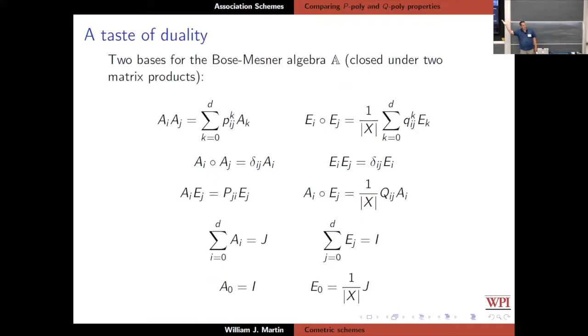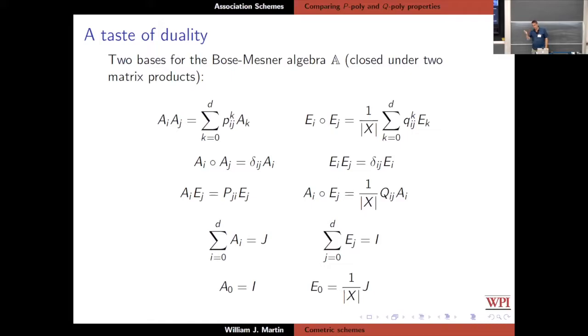You have structure constants for the vector space under matrix multiplication. A_i times A_j is a linear combination of basis elements, 0-1 matrices, and the P_ijk are the structure constants. But it's also closed under entry-wise multiplication. So E_i entry-wise E_j is a linear combination of E_k's, and the structure constants there are Q_ijk divided by the number of vertices. A_i entry-wise A_j is either 0, or A_i if i is equal to j. And E_i times E_j, these are projections onto orthogonal eigenspaces. So if i is not equal to j, the product is the 0 matrix.